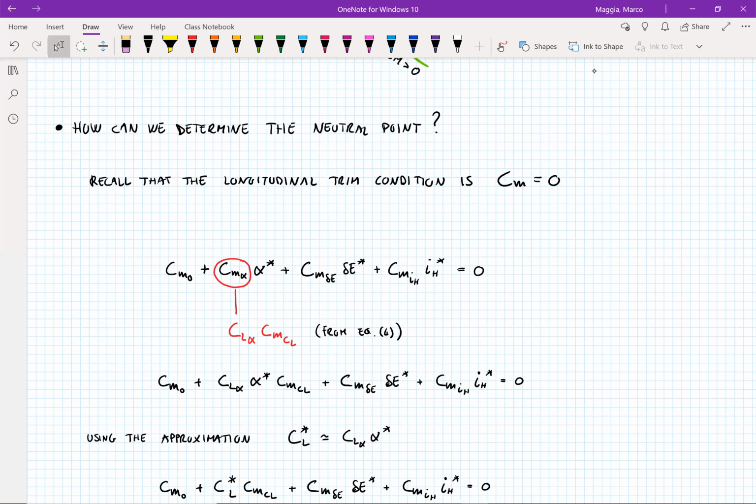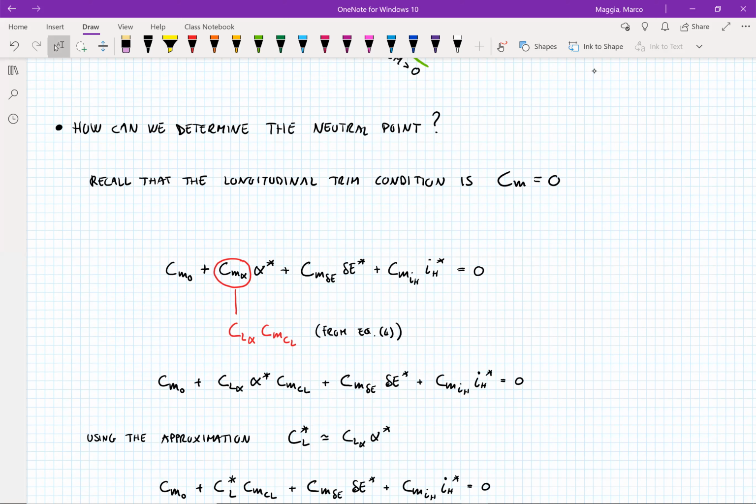And actually, we're going to use it right now, because now the question is, how can we determine the neutral point? Because now, yeah, everything's fine, a bunch of formulas, but in real life, if we had to determine the neutral point, so the aerodynamic center for the whole aircraft, how can we do that?